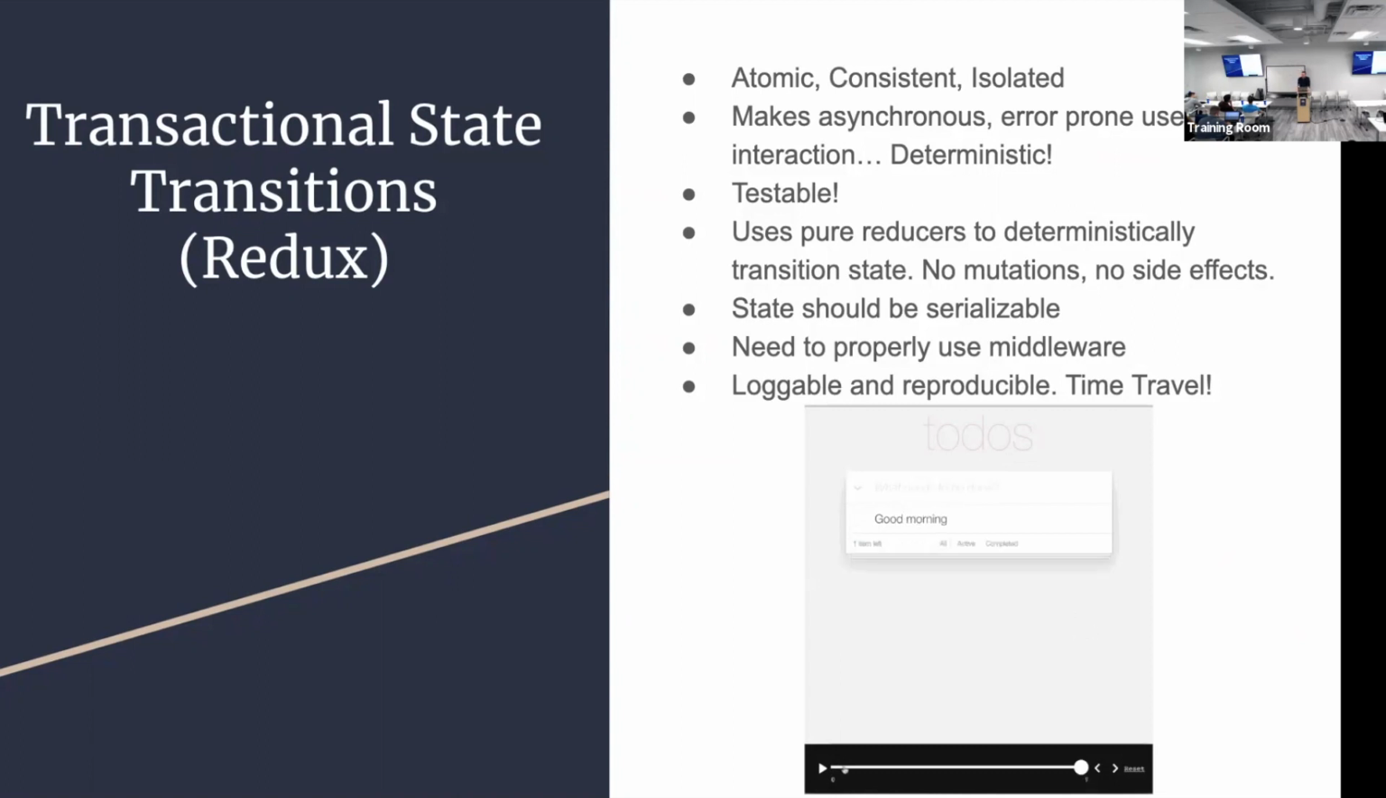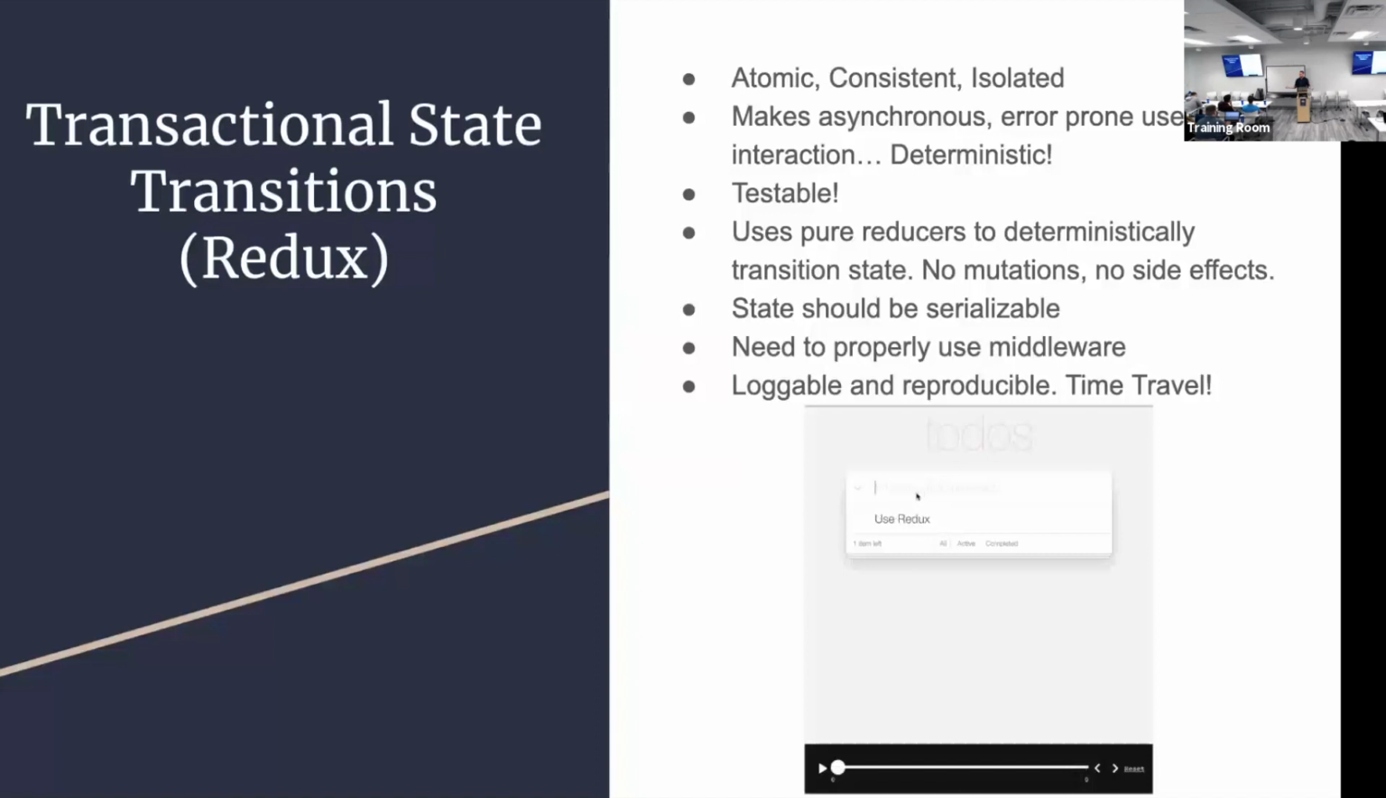But to do this, we have to obey the rules of Redux. So we need to use pure reducers, no mutations, no side effects. State should be serializable. That means don't shove functions in there. Don't shove observers or observables in there, right? If you can't JSON stringify it, it's not serializable. And then use middleware properly.